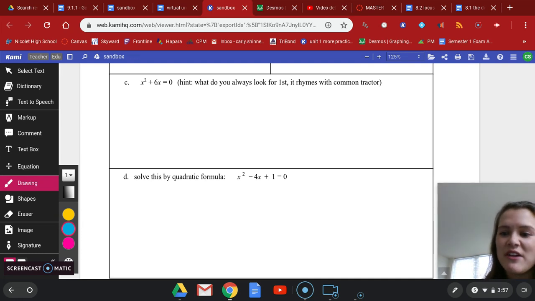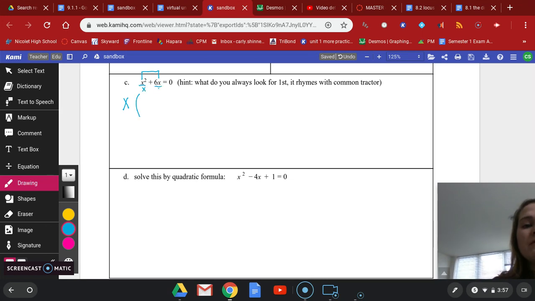Letter C, shout out to Gibbon. What should we always look for first? The greatest common factor, our GCF. So this is just a little binomial, meaning it only has 2 terms. So for those ones, it's always good to check for that greatest common factor. So between x squared and 6x, they both have an x. So what I'm doing is I'm really taking out an x from each of these terms. I'm dividing out an x, and I get this.